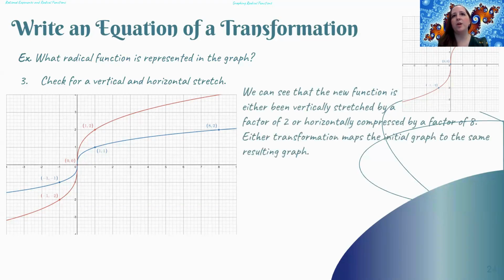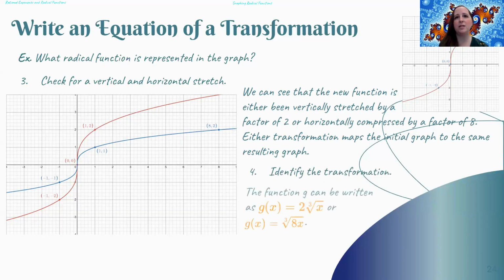We can see that the new function has either been vertically stretched by a factor of 2 or horizontally compressed by a factor of 8. They really mean the same thing. Okay, so either transformation maps the initial graph to the same resulting graph. Okay. I want to identify that transformation.